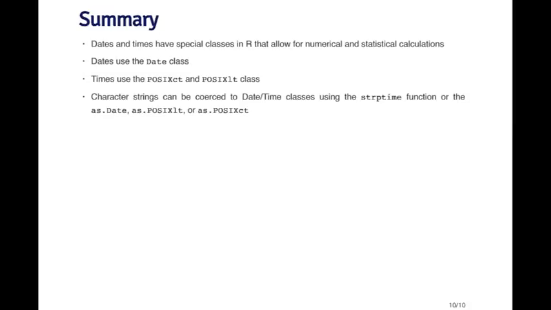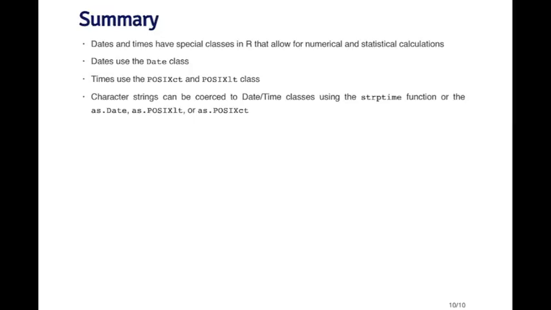So that was just a quick overview of the dates and the time classes in R. Just to summarize, there are special classes in R that represent dates and times and allow you to do numerical and statistical calculations. Dates use the Date class. Times use either the POSIXct or the POSIXlt class. And then character strings can be coerced to either a date or a time class using the strptime function or as.Date, as.POSIXlt, and as.POSIXct.